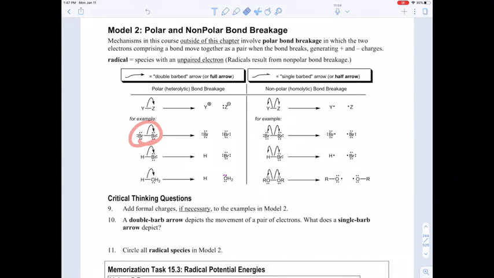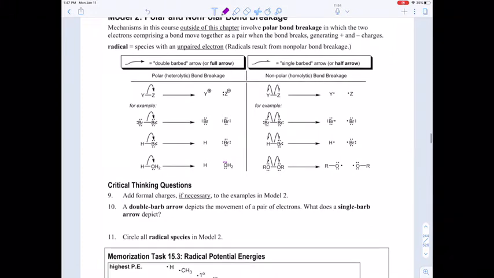So a polar bond would be something more like what we see down here, right? The hydrogen and the oxygen have a big electronegativity difference. With bromine and bromine, there's no electronegativity difference. So again, remember down here we added those 2 electron pairs, so if you haven't done that, make sure you have that in there now, or you'll get confused. Okay, question 9. Add formal charges, if necessary, to the examples in Model 2. Okay, hit pause, add in your formal charges, and then come back and check your answer.